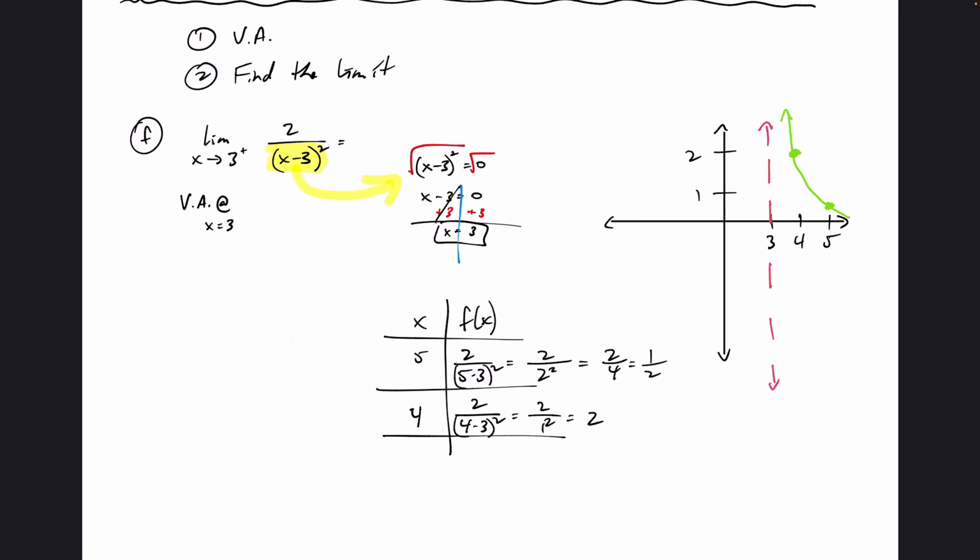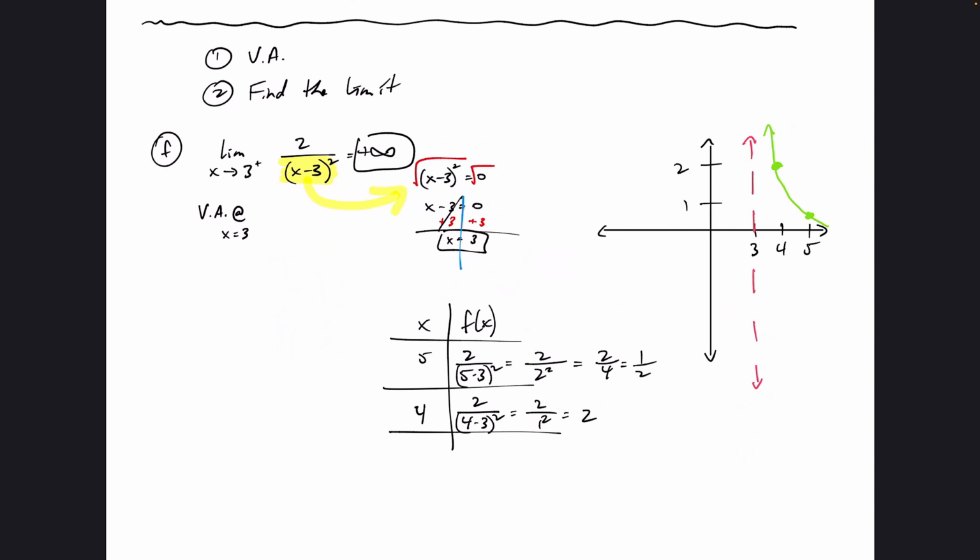And then we're going to find the limit as x approaches 3 from the right. So we focus on the right. If I plug in 5, I get 1/2 in the original equation. If I plug in 4, I get positive 2. So as I'm getting closer and closer to x equals 3, the y's are going up. So that means it has to be positive infinity. Okay? Positive infinity.